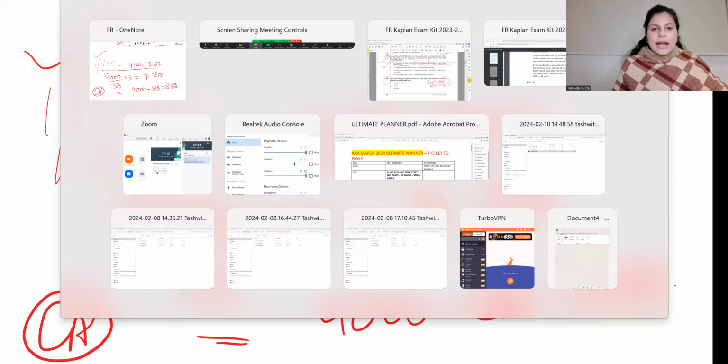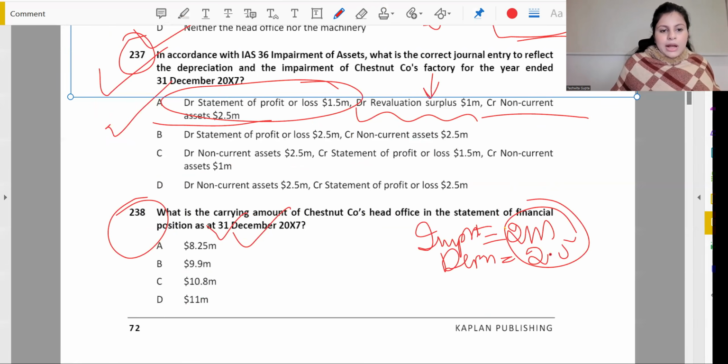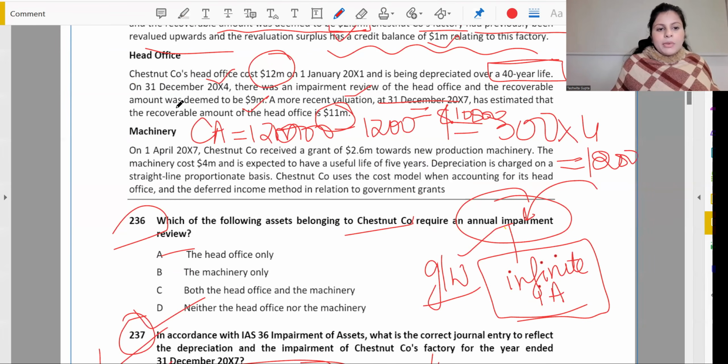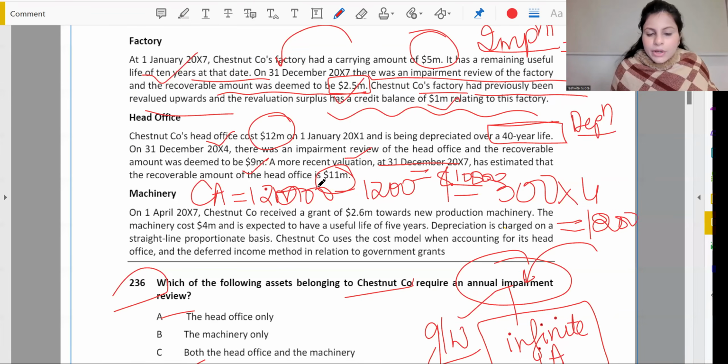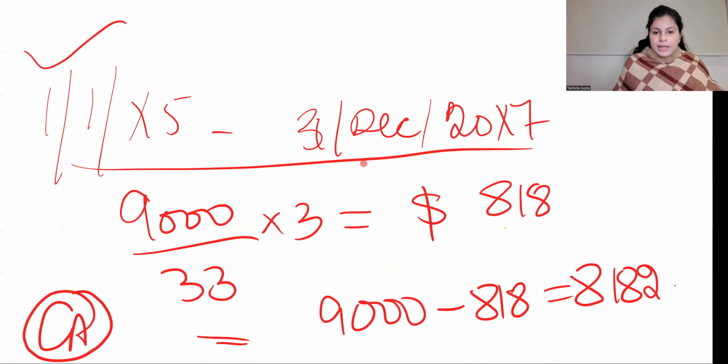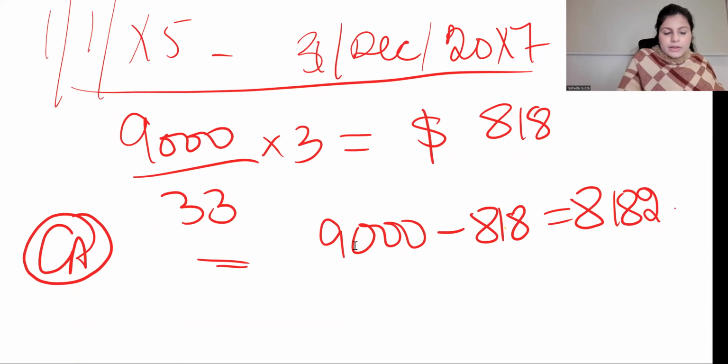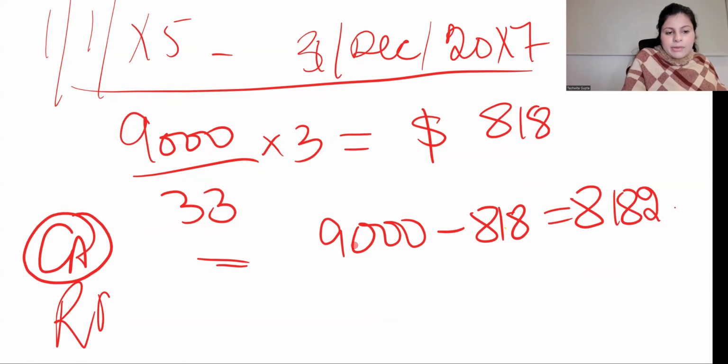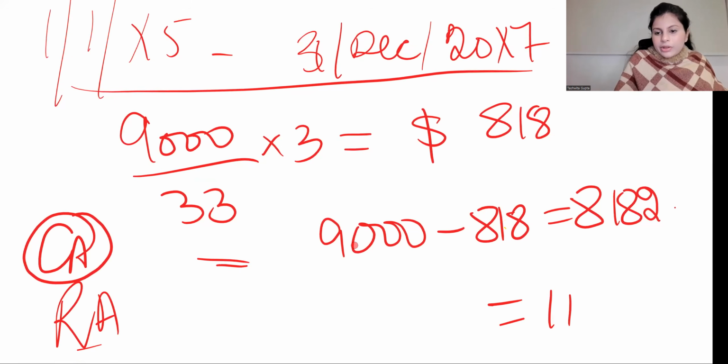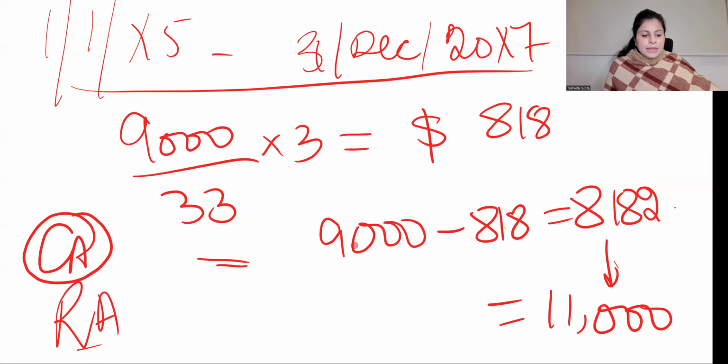Now they're saying that our recoverable amount on the 31st December 2007 is given to us at 11 million. So now it has improved. So when it improves, the recoverable amount is coming out to be 11,000. So there's an improvement. This is known as reversal of impairment.